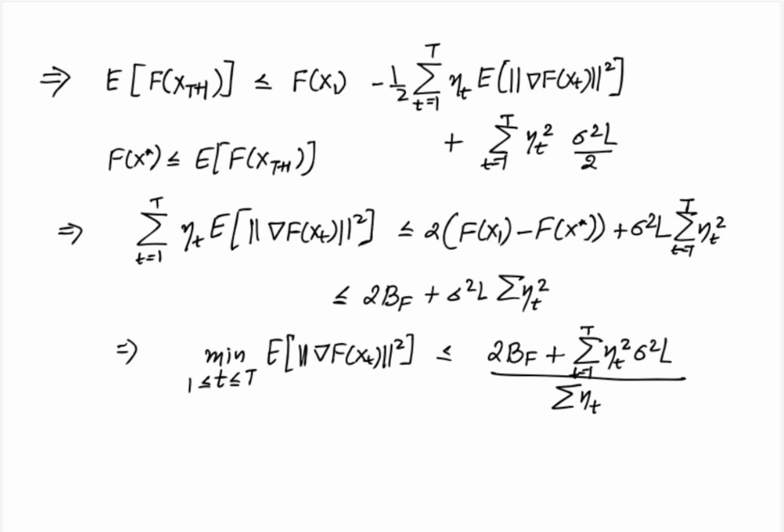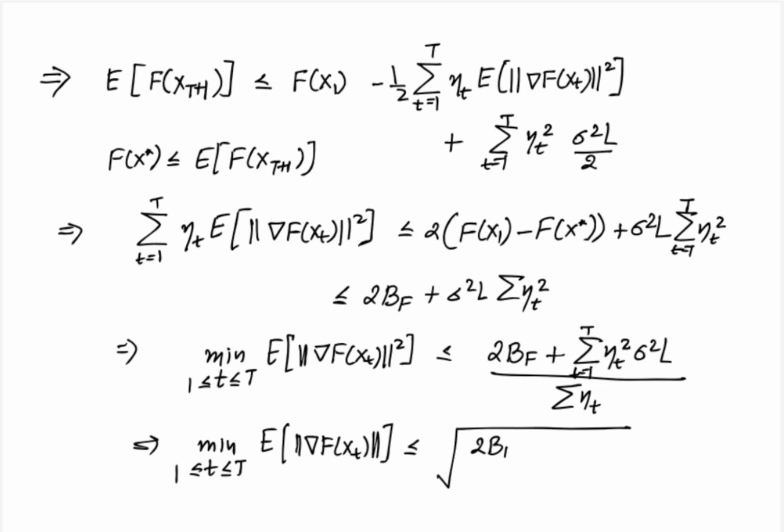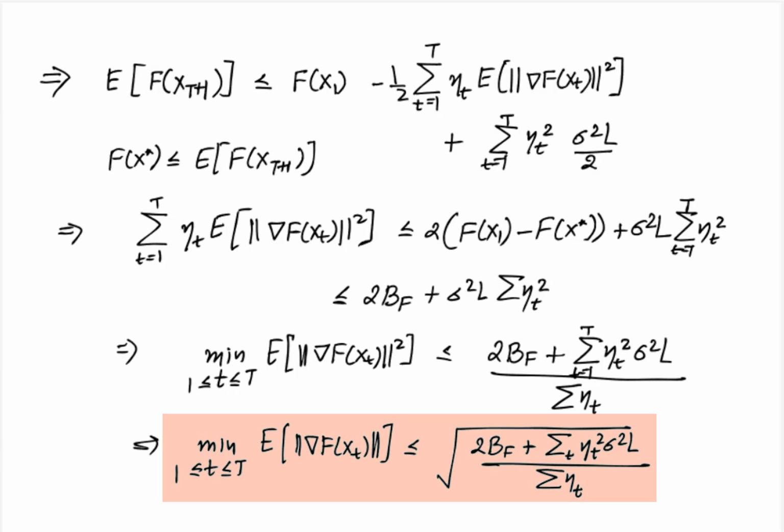Now finally we use the fact that the expected value of x is less than or equal to the square root of the expected value of x squared, which yields that the minimum over t of the expected value of the norm of the gradient of f of x_t is less than or equal to the square root of (2 b_f plus the summation over t equal to 1 to capital T of eta_t squared sigma squared L) whole divided by the summation over t of eta_t, which is the key performance bound. It remains to choose the step size appropriately.